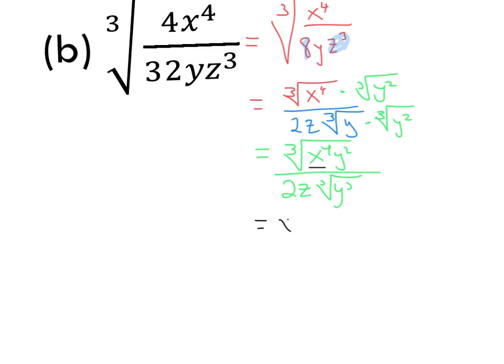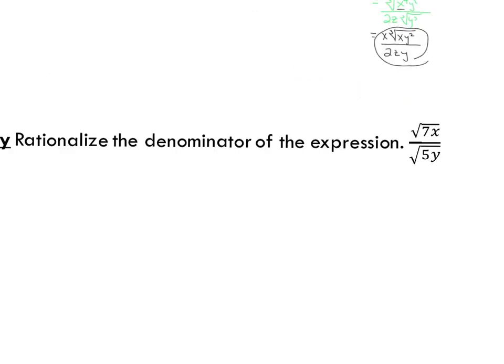So we know in x to the 4th, there's one set of 3 with 1 left over. So we are x cube root of xy squared over 2z, and the cube root of y cubed is just y. Ta-da! Final answer.